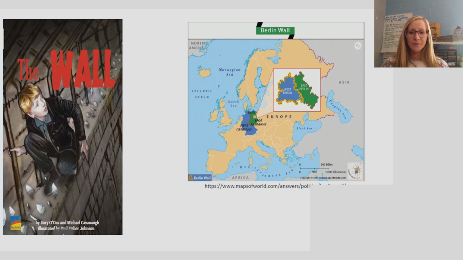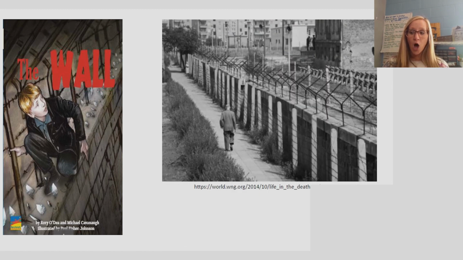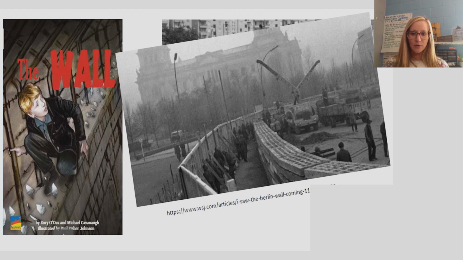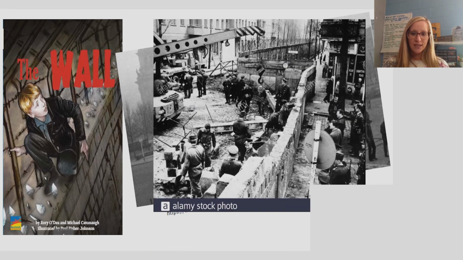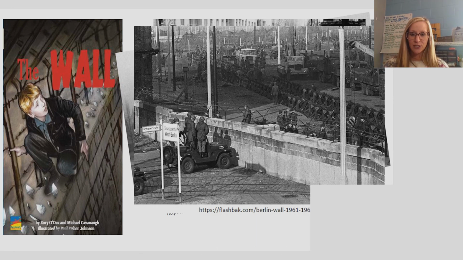You can see that Germany is in Europe and was divided into East and West Germany. The pop-out shows the city of Berlin that was also divided into East and West sections. Here are a couple of pictures of the Berlin Wall. You can see how it was being built and constructed, as well as what it looked like during this time period.